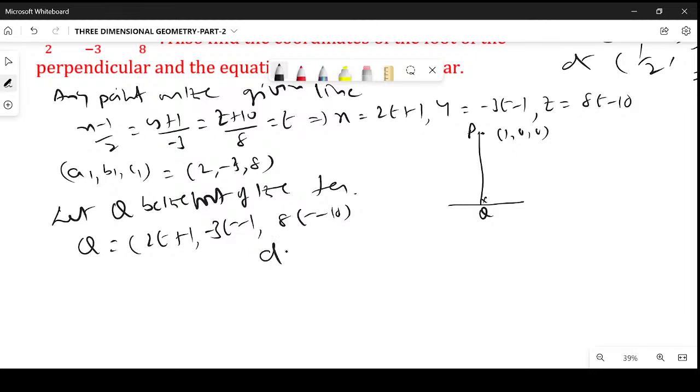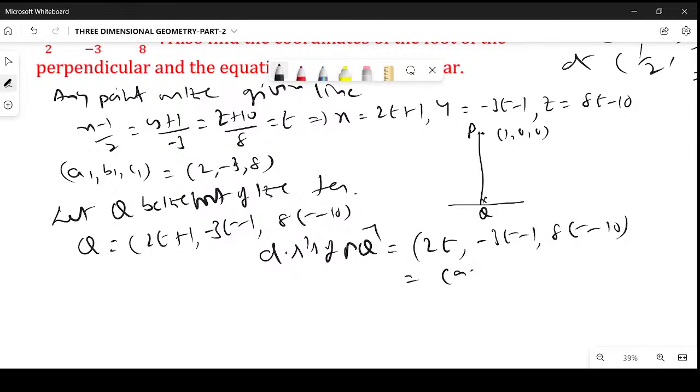If you find the DRs of PQ, what will the DRs of PQ be? This is the given point (1, 0, 0), and Q is (2t plus 1, minus 3t minus 1, 8t minus 10). So the DRs of PQ will be 2t, minus 3t minus 1, and 8t minus 10. This is the DRs of PQ, let it be a2, b2, c2.